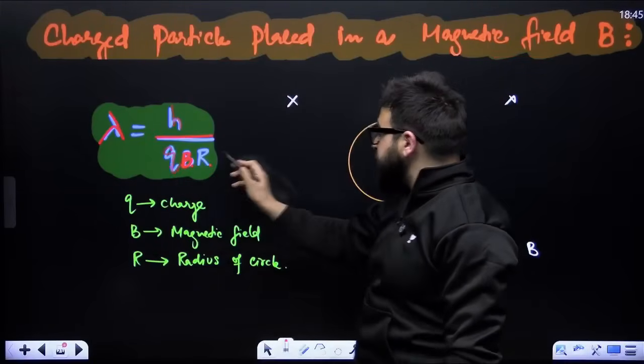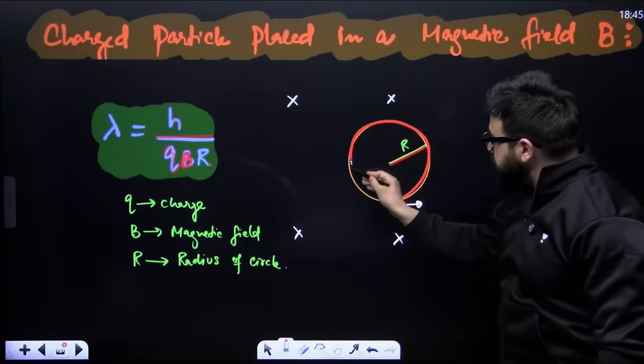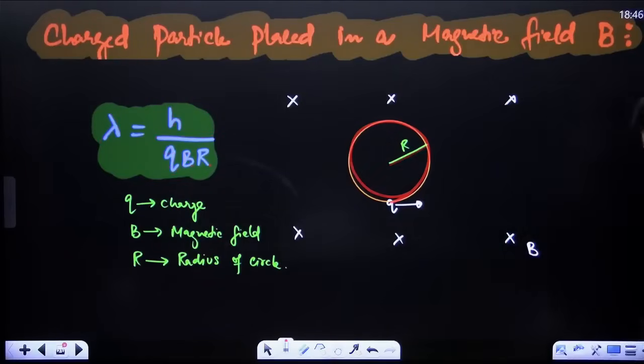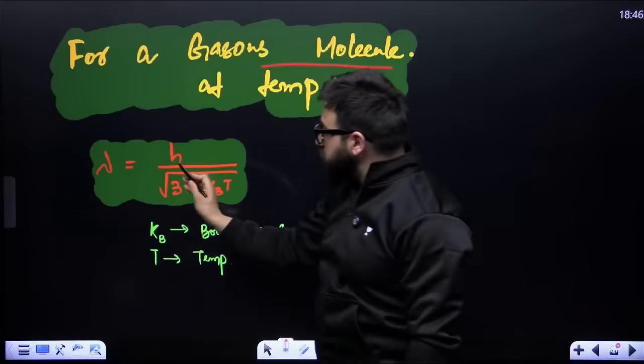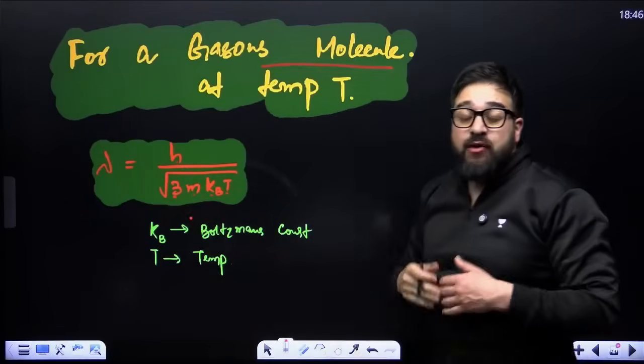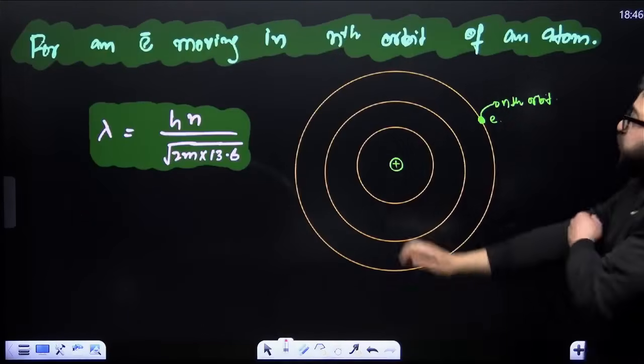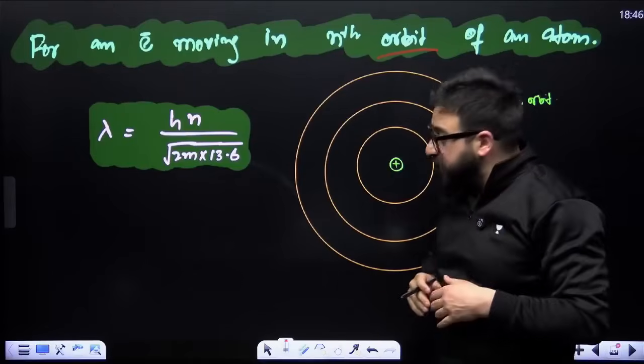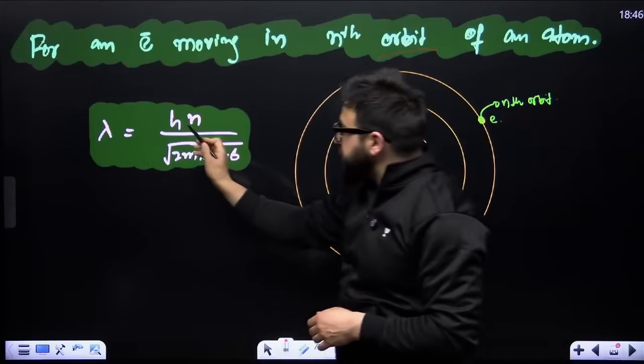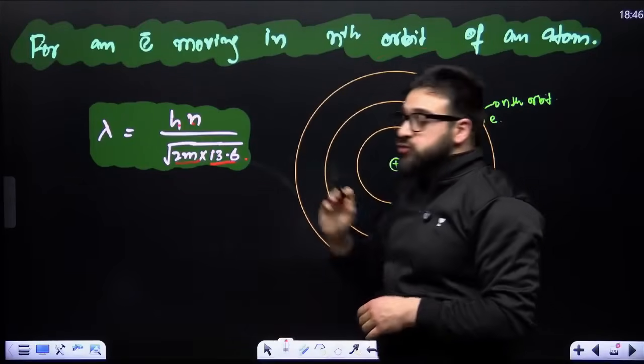Q is charge, B is magnetic field, r is the radius, because here the particle moves in a circular path when it goes into the magnetic field perpendicularly. For a gaseous molecule, it is h upon root of 3 m k_B T, where k_B is the Boltzmann constant and T is temperature. For an electron moving in the nth orbit of an atom, its de Broglie wavelength is n times h upon root of 2m into 13.6.